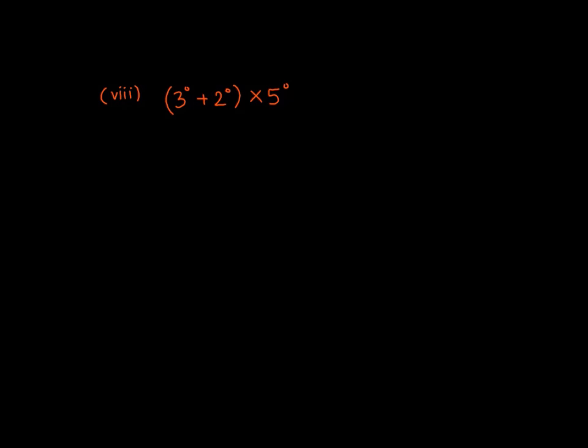Question number 2, 8th part. We want to simplify this. 3 power 0 plus 2 power 0, then whole multiplied by 5 raised to power 0. And we know that any number with power 0 is 1. So 3 raised to power 0 means 1, 2 raised to power 0 is 1, then this will be multiplied with 5 power 0, that is 1. So this becomes 2 into 1, that is 2.